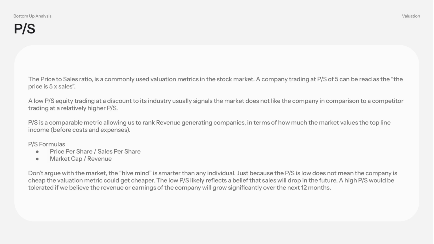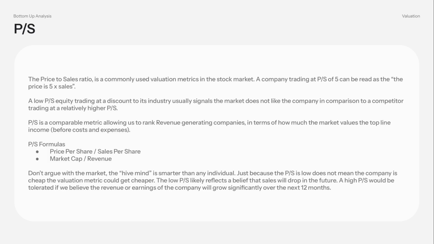The price to sales ratio is a commonly used valuation metric used by participants in the stock market. A company trading at a P/S of 5 can be read as the price is 5 times sales. A low P/S stock, trading at a discount to its industry, usually signals the market does not like the company in comparison to its competitors trading at a relatively higher price-to-sales valuation.